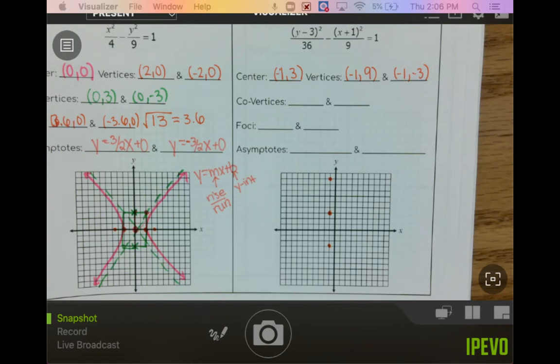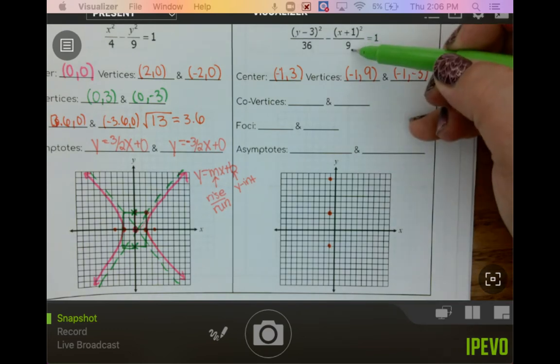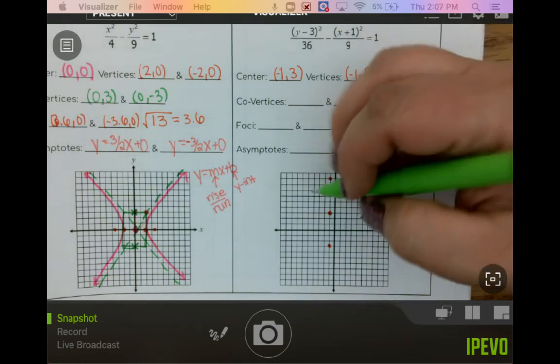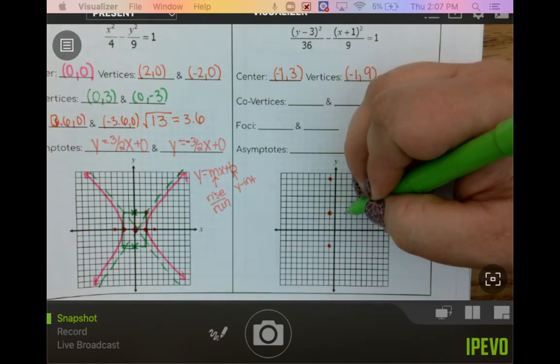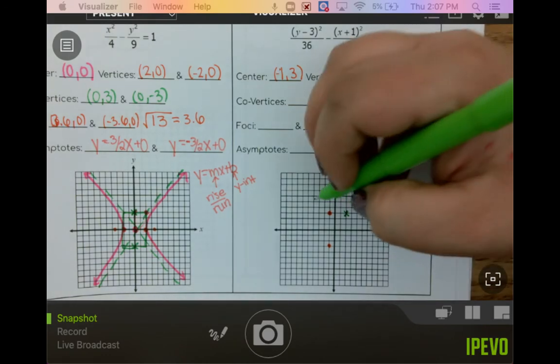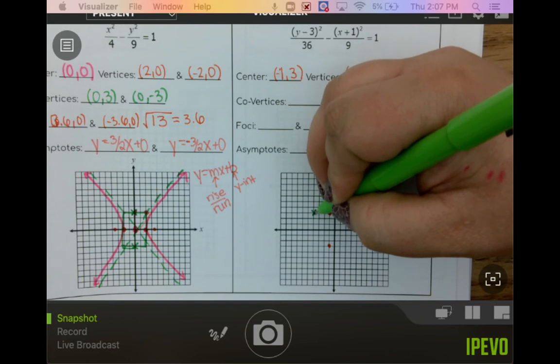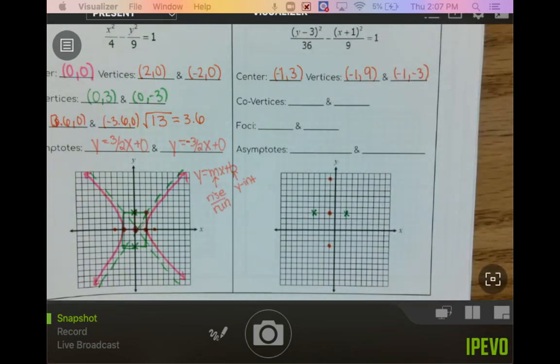You'll be close enough. And then do the same thing, but for this one, the square root of 9 is 3. So you're going to go right 3 and left 3. And make your box. Draw the diagonals.